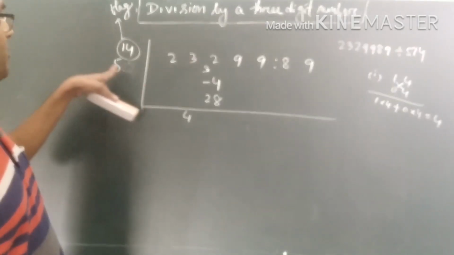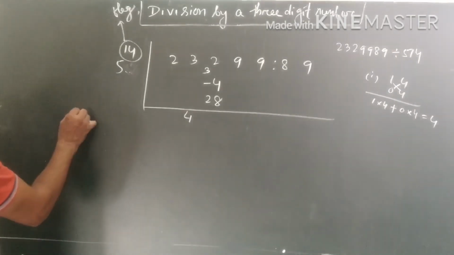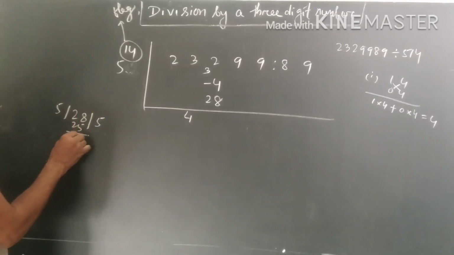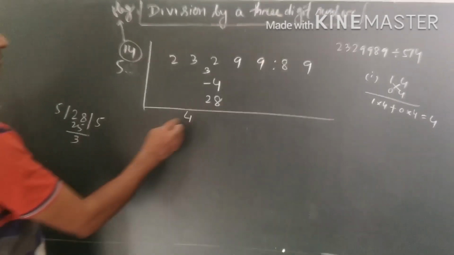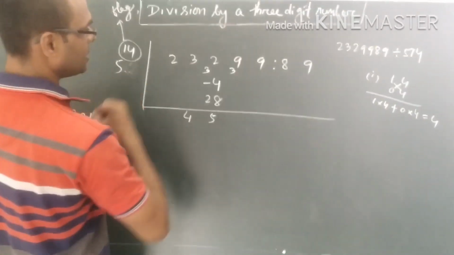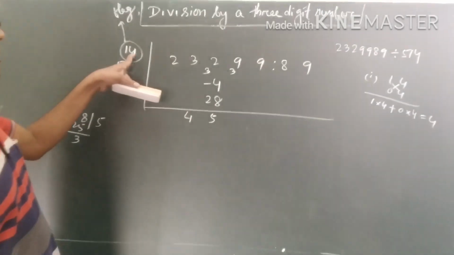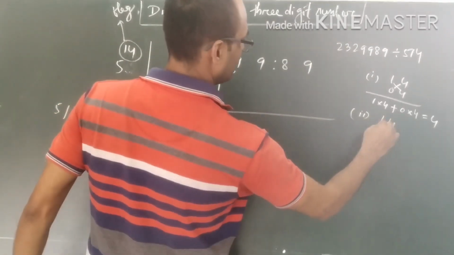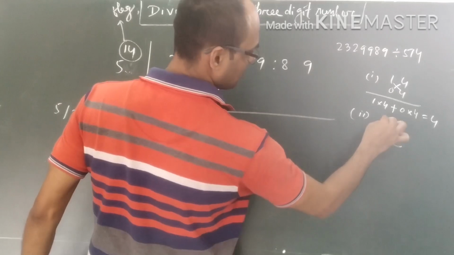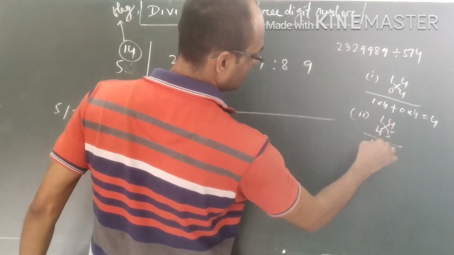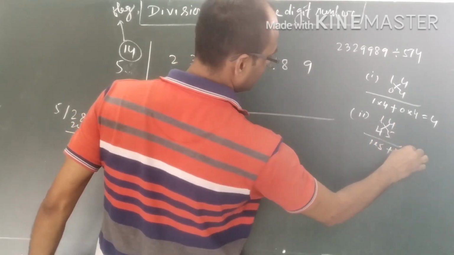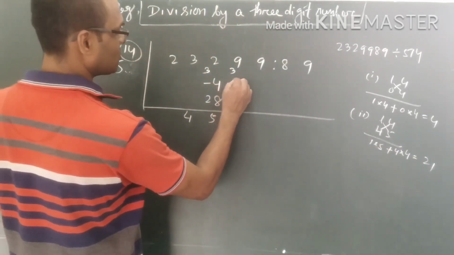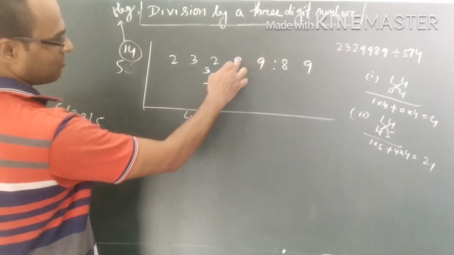Again 28 divided by 5. 5 into 5 is 25. Remainder is 3. Write 5 here, write 3 here. Again you have to take 14 with 45. So second step, 14 with 45. Same procedure, crisscross. 1 into 5 plus 4 into 4. So 5 plus 16 is 21. Means 21 will be subtracted from 39.